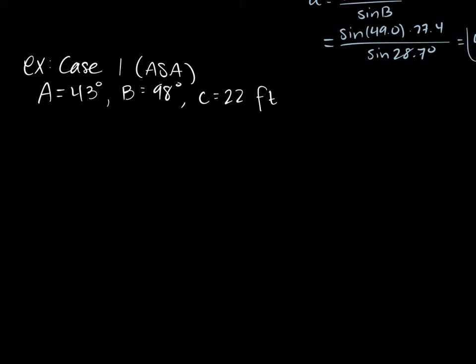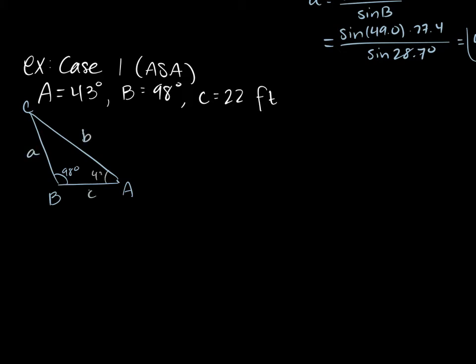So the example we have here is A is equal to 43 degrees, B is equal to 98 degrees, and side C is equal to 22. So again, first I'm going to draw my triangle. The way you draw your triangle is not that important as long as you label it correctly. Angle B is 98 degrees, so that's more than half of 180, which tells me it's the largest one. And then side A, angle C, side B, side A, side C.